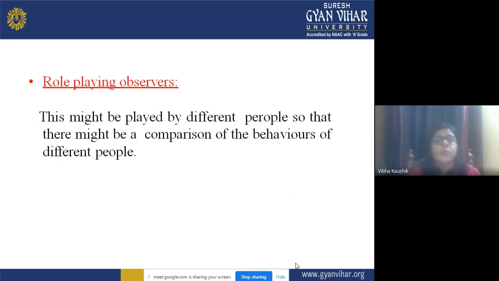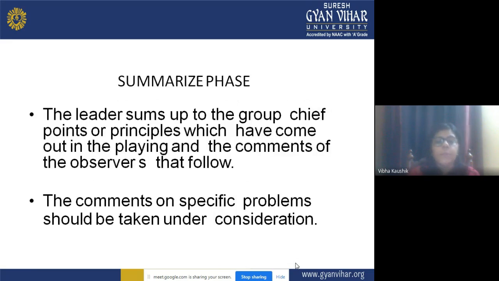Role playing observer. This might be played by different people who are not participating in the role play, so that there might be a comparison of the behavior of different people, and they can make a comparison of the behavior of the different people who are acting that way.